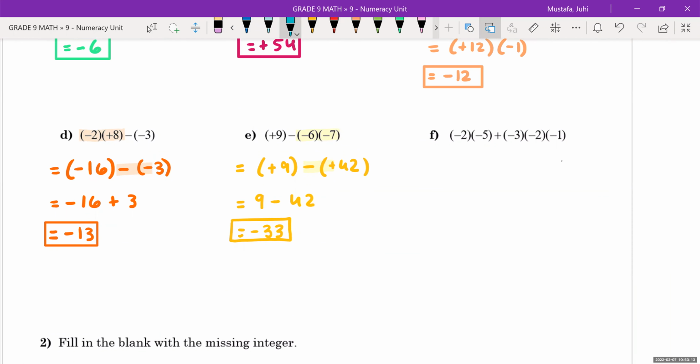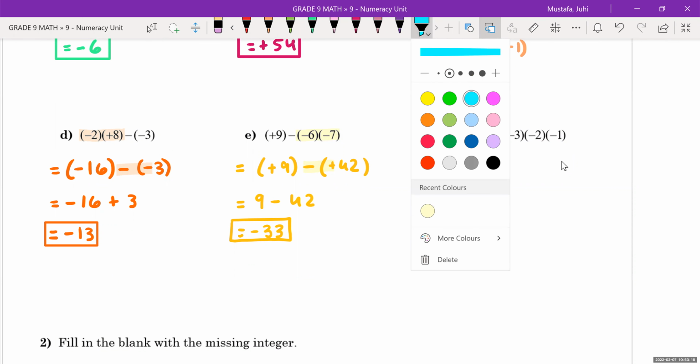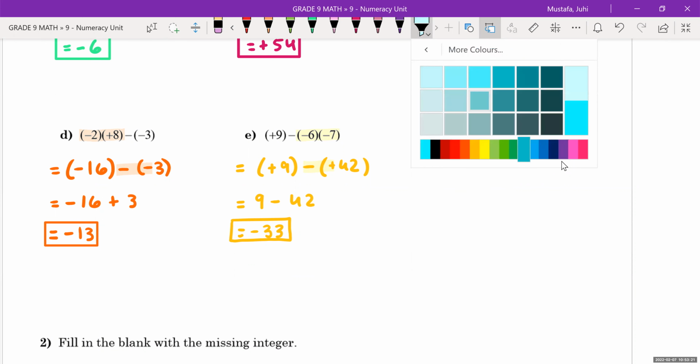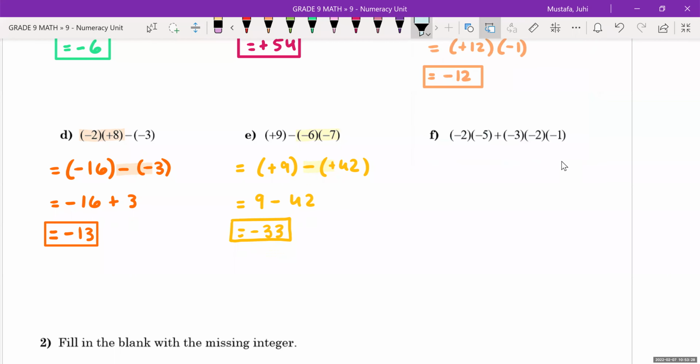For this question, again, let me get my highlighter so we can highlight the more important parts. Okay, so here we have -2 times -5 plus all of these numbers multiplied together. So what I want to do is I want to deal with all my multiplications before I start adding the two separate parts together. Okay, so when I do that, what is -2 times -5? Good, +10.